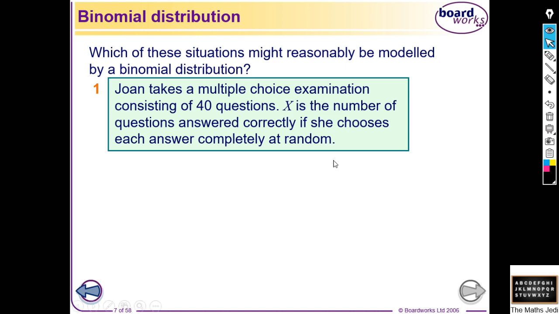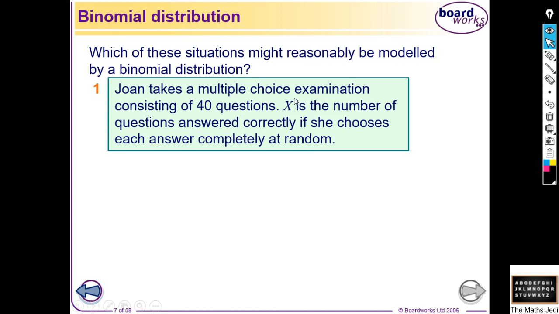Well, let's just tick off through the list and see if we can identify whether we think this is binomial or not. First of all, are there 2 outcomes? We would argue she either gets it right or she gets it wrong. So there probably are 2 outcomes. Is there a fixed number of trials? Well, yes, because we've got 40 questions. Are the outcomes independent? Yes, the outcomes are independent because she's doing these things at random. So they don't have any influence on each other.